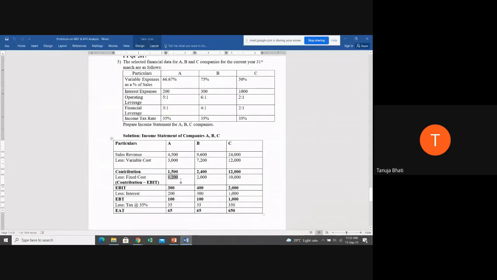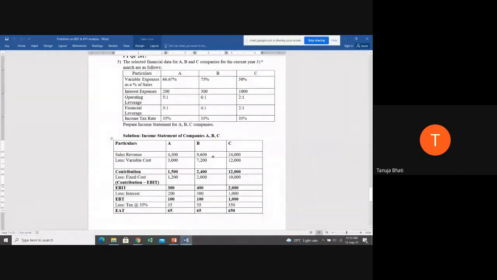When you subtract EBIT from the contribution, you will know the fixed cost. Here you have to find out the missing figures. Suppose contribution is given in this problem, we have done the working of contribution and EBIT, but we don't know what the fixed cost is. But when you subtract these two, you will get your fixed cost. Then from EBIT, when you less your interest, which is given in the problem as 200, you get EBT, which is 100. From that, you have to less your tax at the rate of 35%. That is 100 into 35%, 35. So you get earnings after tax, which is 65. Your answer concludes here because they're just telling you to prepare the income statement.